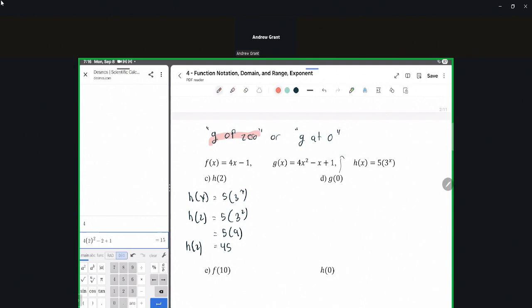Okay, so g of 0, so let's go ahead and figure that one out. That'll be equal to 4 times 0 squared minus 0 plus 1. So g of 0 would just be equal to 1.